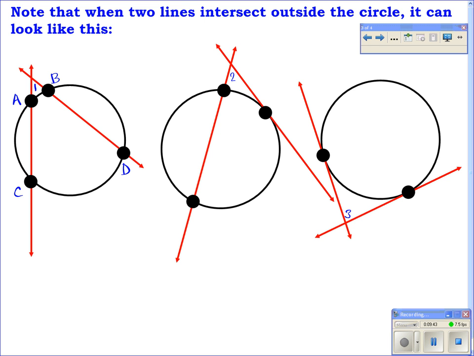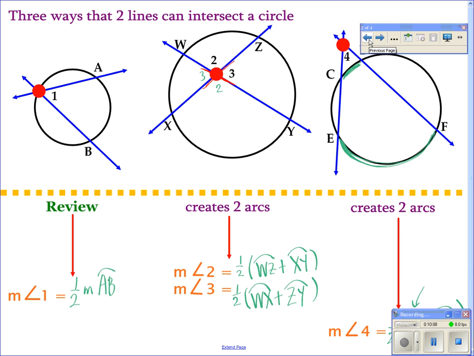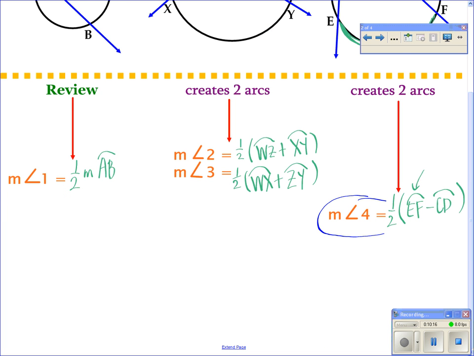C, D, E, F, G, H, I. So we're just going to write the formulas for each of these. Now, it's the same as this last one that we did, because all of these are two lines intersecting outside of a circle. So it's all going to be this one down here, the one that's behind. It's all 1/2, and then you subtract your 2 arcs.